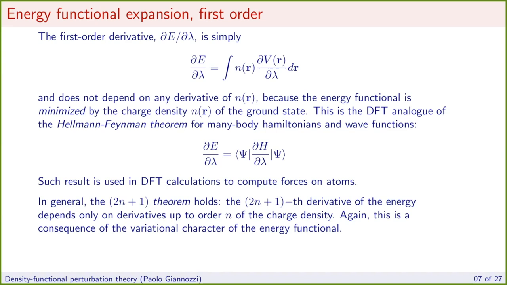The DFT equivalent, which works because the energy functional is minimized by the ground state charge density, is that the first order derivative of the energy with respect to an external parameter is given by the expectation value of the explicit derivative of the external potential with respect to lambda. So there is no term in the first order term of the energy depending on the derivative of the charge density. So this can be computed directly, given the ground state electronic structure. And this is what we actually use to compute forces.